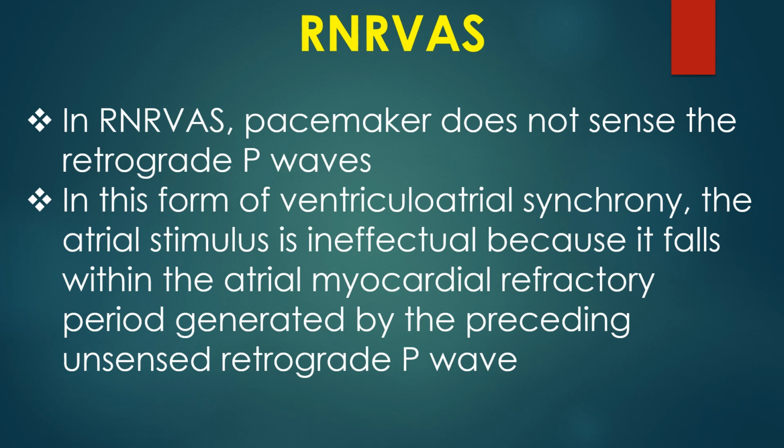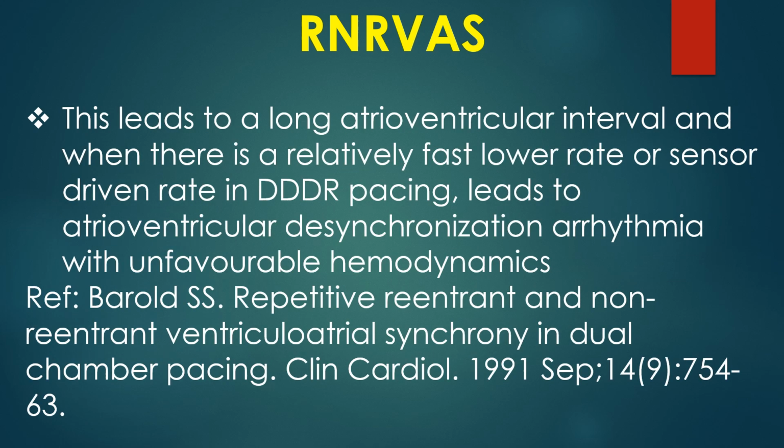In this form of ventriculoatrial synchrony, the atrial stimulus is ineffectual because it falls within the atrial myocardial refractory period generated by the preceding unsensed retrograde P wave. This leads to a long atrioventricular interval, and when there is a relatively fast lower rate or sensor-driven rate in DDDR pacing, it leads to atrioventricular desynchronization arrhythmia with unfavorable hemodynamics.